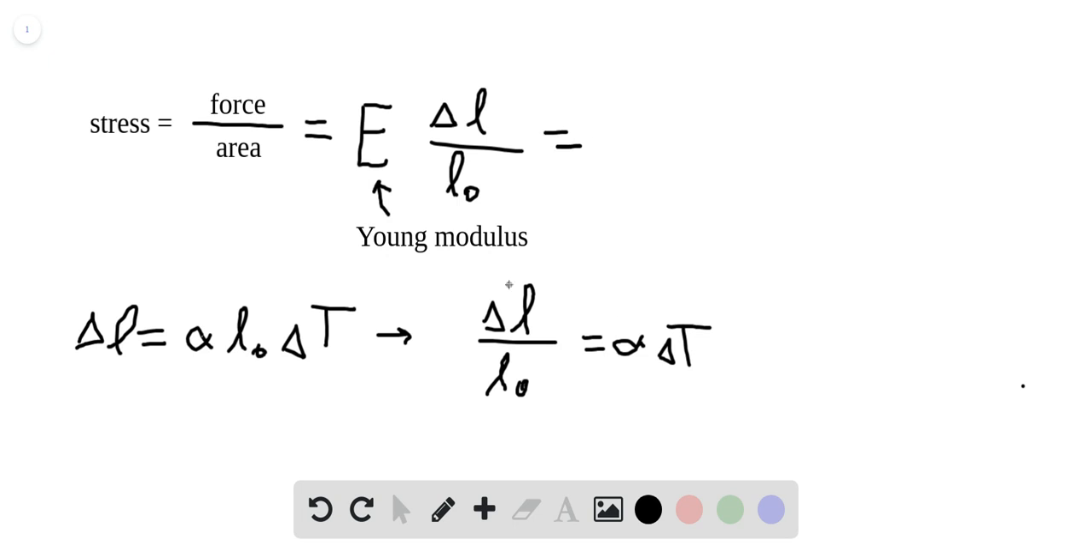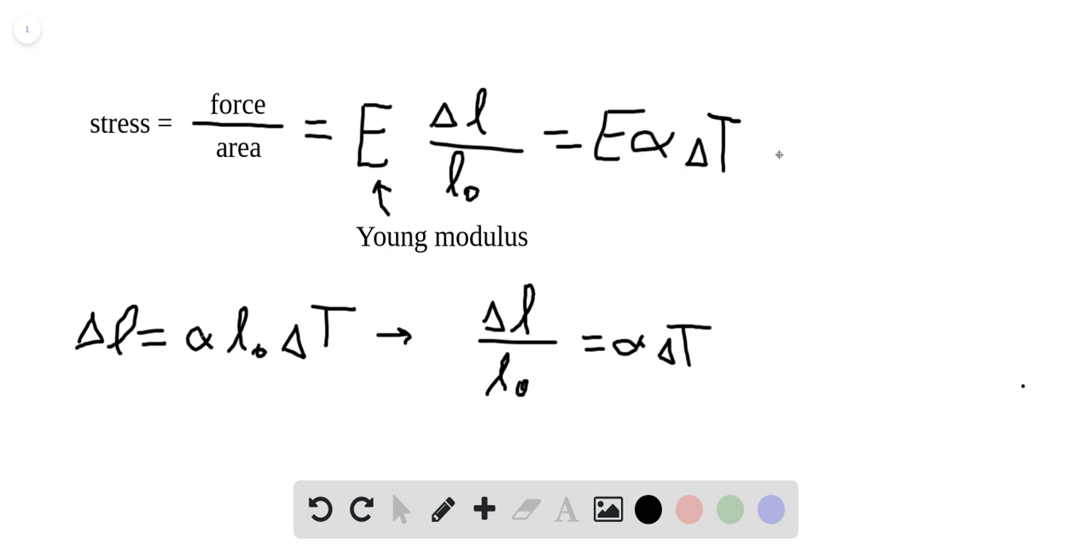We can then take this delta L over L0. We find the same thing here. And so let's rewrite this equation by replacing it by E alpha delta T. The reason why we can take this delta L and make it equal to this delta L is because the stress we apply will be such that it will exactly compensate the thermal expansion. And so the delta L gained by thermal expansion will be lost by stress.